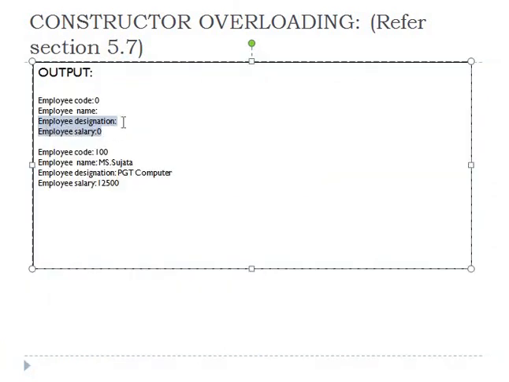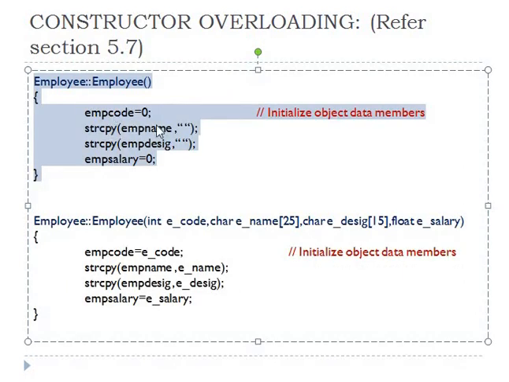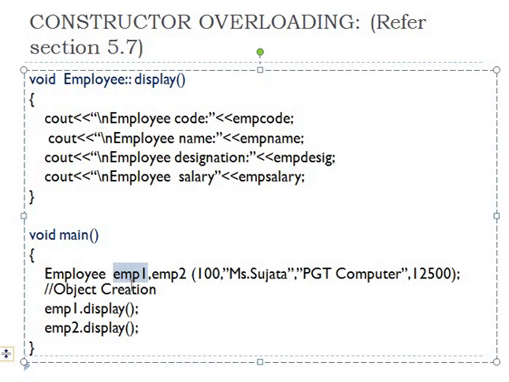And here it is, employee designation, then a white space, and employee salary 0. Now remember that this portion of the output has been produced when these data members are initialized with these values through this default constructor, when this particular object named emp1 has been created. And then using that object emp1, the member function display has been invoked to display the output using these statements.